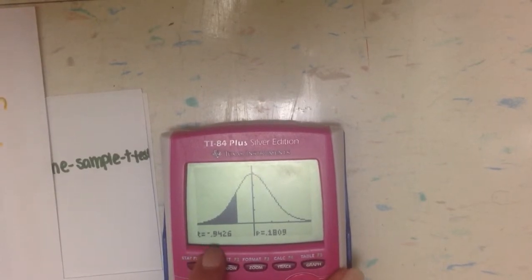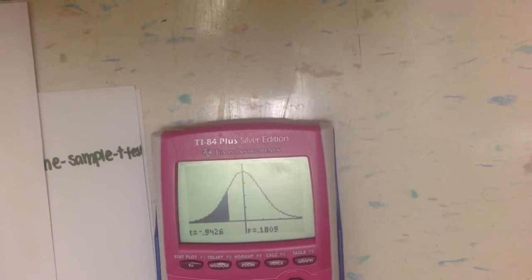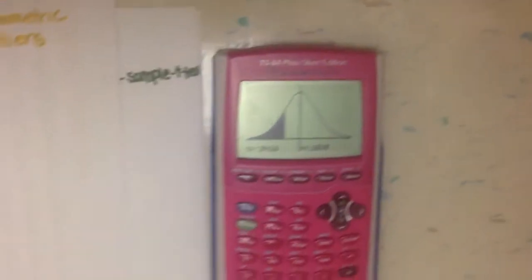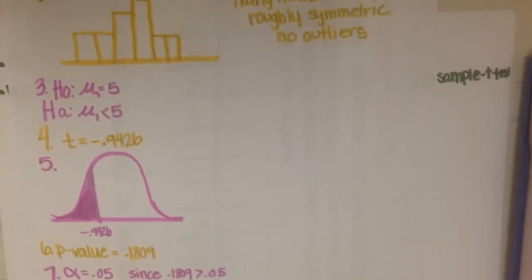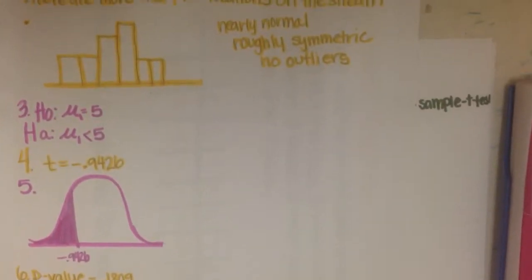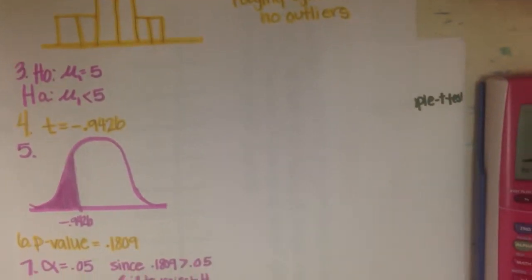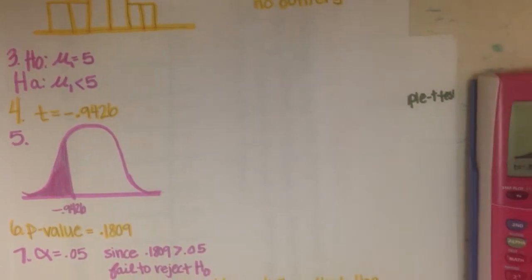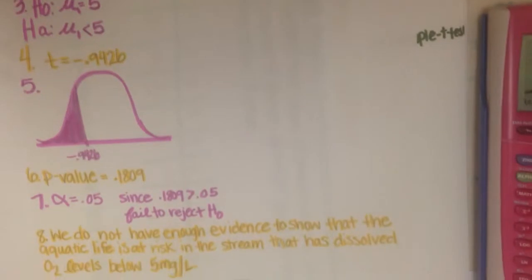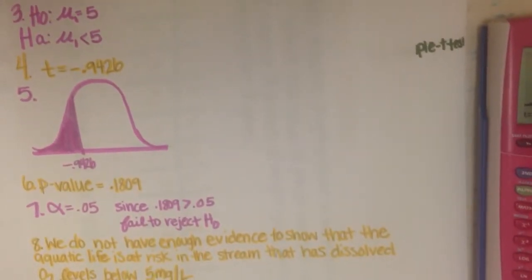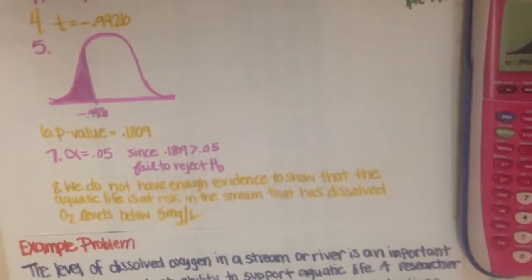So t is equal to negative 0.9426, which is our test statistic. And then we draw the picture that is shown on the screen and find our p-value as being 0.109. And since 0.089 is greater than 0.05, we will fail to reject H0, and we do not have enough evidence to show that the aquatic life is at risk in the stream that has dissolved oxygen levels below 5 milligrams per liter.